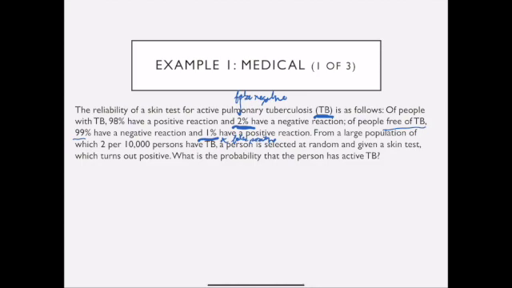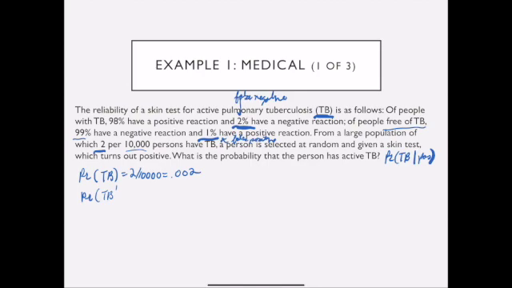That's a lot of information. We got to break it down. So, I'm trying to find the probability that someone has tuberculosis given that their test was positive. Let's figure out some probabilities. So the probability that someone has tuberculosis is 2 out of 10,000. So that's 0.0002.